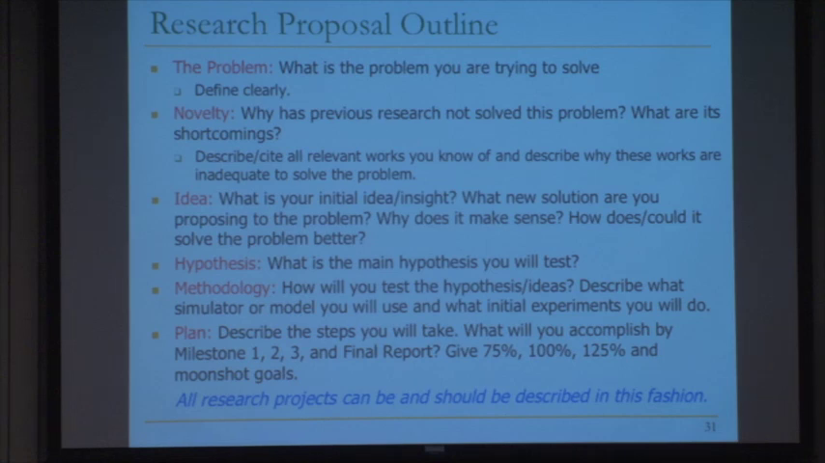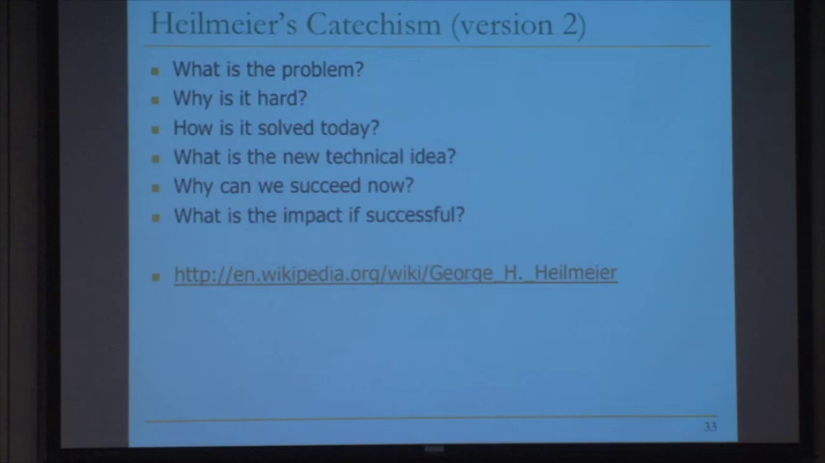In fact, that's how you convince people that this is an important problem, right? In the end, your paper will be like this also, a different version of this, if you will. And this is a simplified version, I think, which is probably better. It doesn't include those costs. What is the problem? Why is it hard? How is it solved today? What is the new idea? Why can we solve it now? And what is the impact if it's successful?